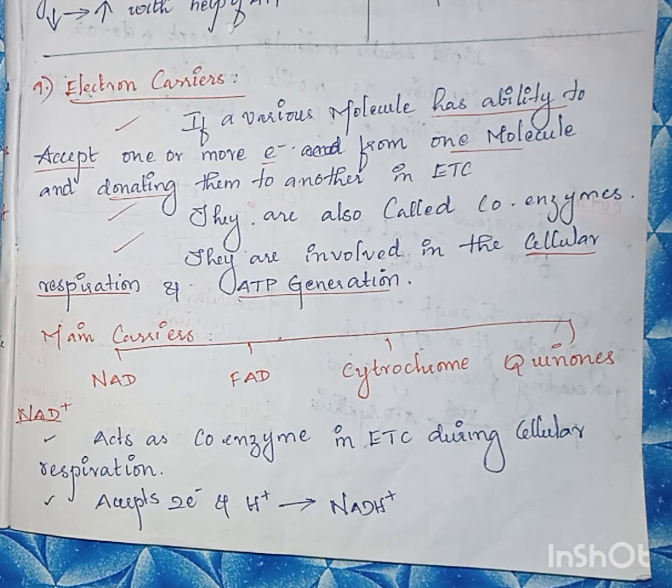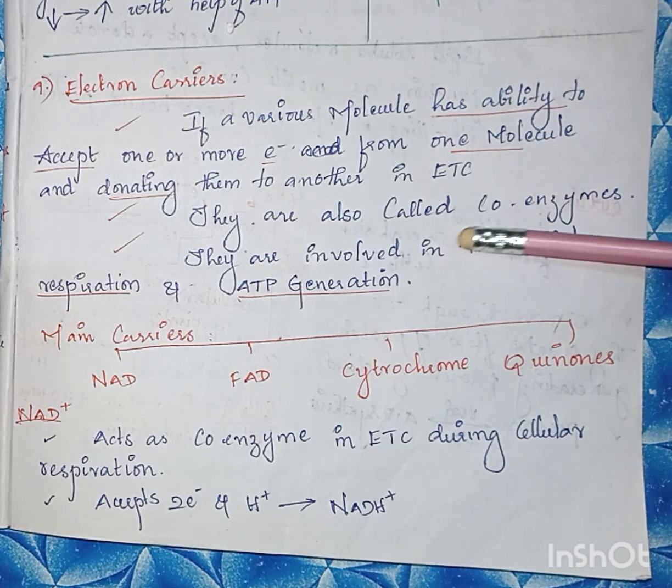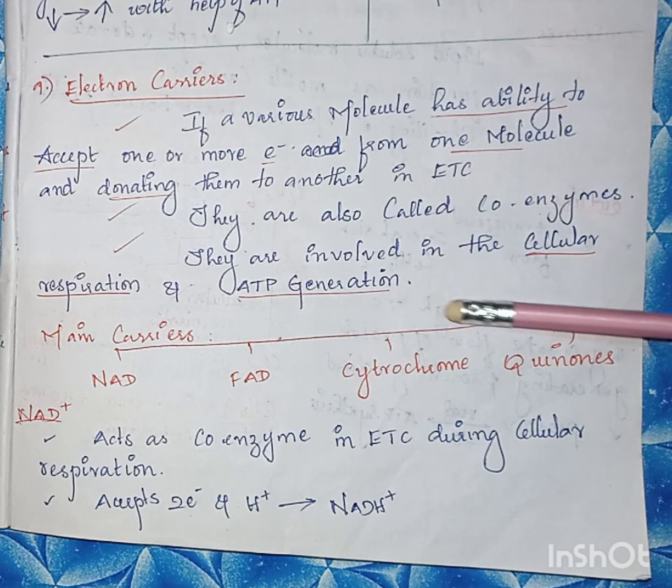If various molecules have the ability to accept and donate electrons, those electrons will be carried by the electron carriers. They are also called coenzymes. They are involved in cellular respiration as well as ATP generation. There are four main electron carriers.